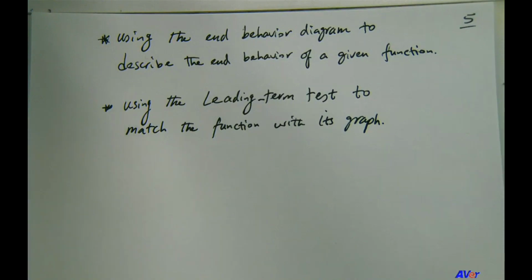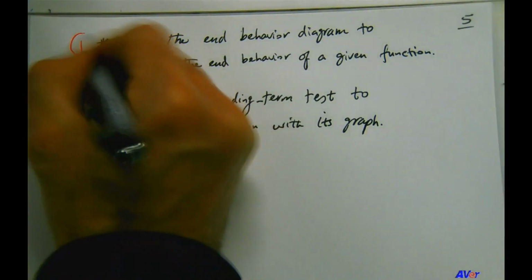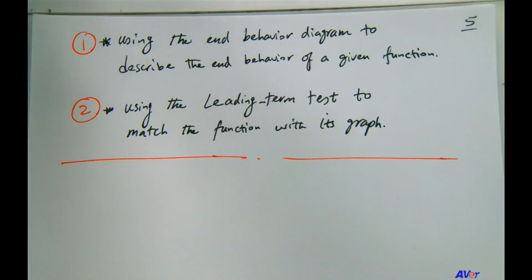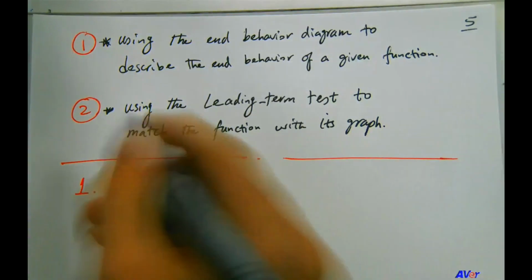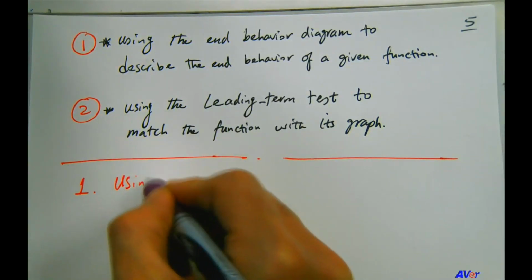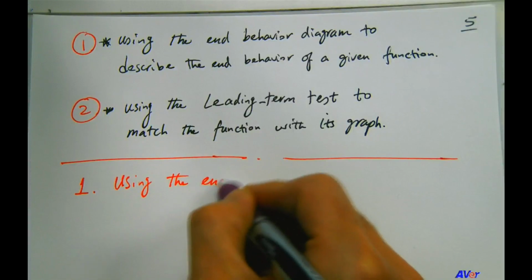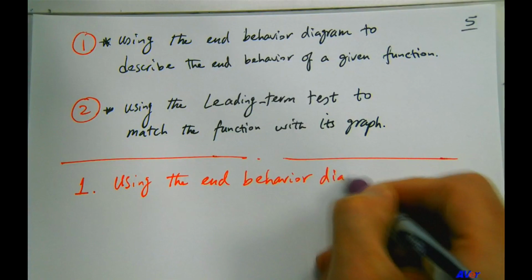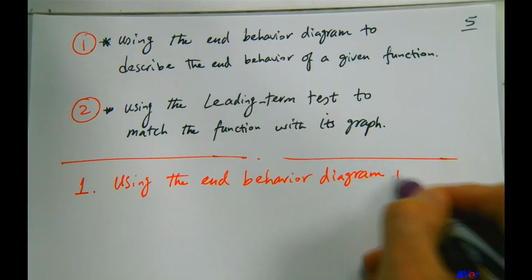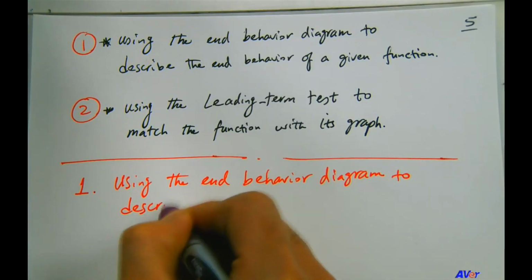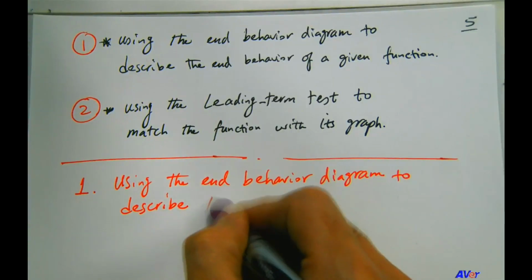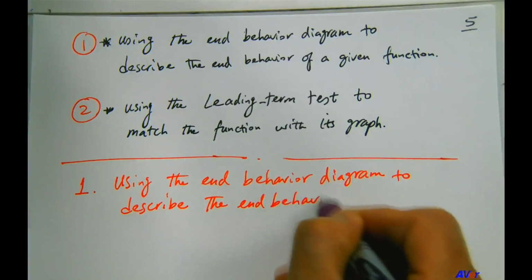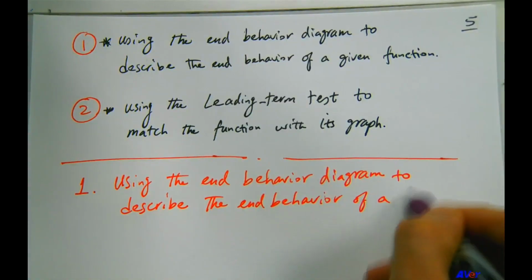Okay, so let's talk about this one first. So let's number them, and let's talk about the first one. So we're going to talk about number 1, using the end behavior diagram, the end behavior of a function.